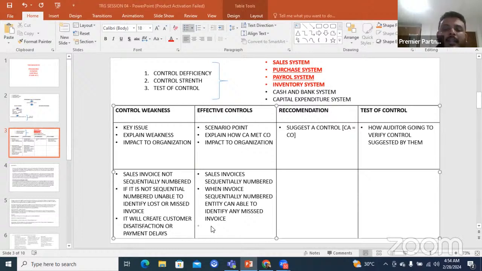Right, fine. And then finally, I'm going to explain, as a result of this, what is the benefit that we have. Sales invoices can be processed timely. So on time, we are able to process the sales invoices. You can say that will result in customer satisfaction also. So this is how you should write effective controls.